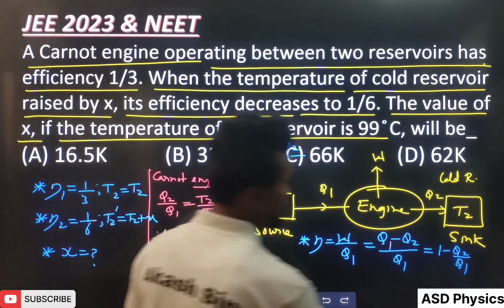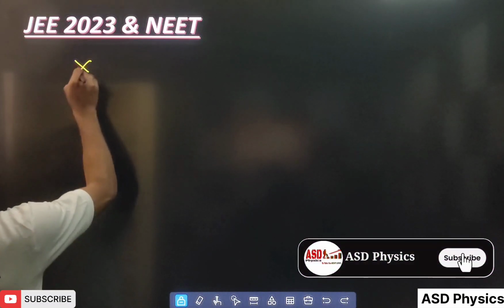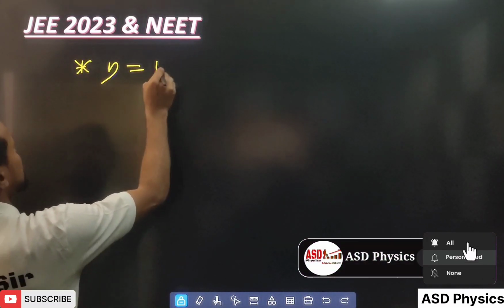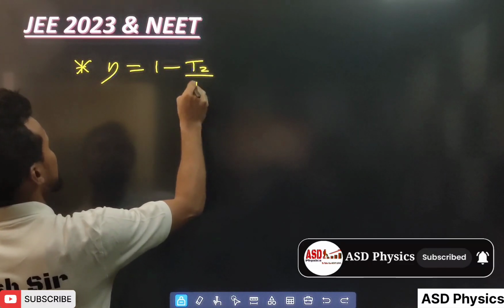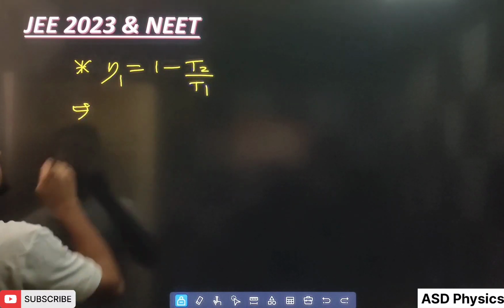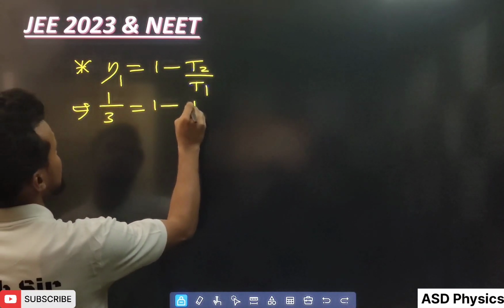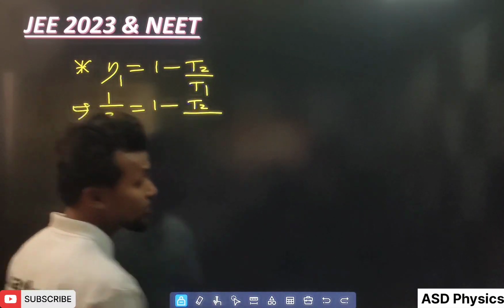So here we are going to use the formula, which we know very well now. First, we use efficiency is 1 minus T2 by T1. So eta, the first one, is given as 1/3, which is equal to 1 minus T2 by T1.